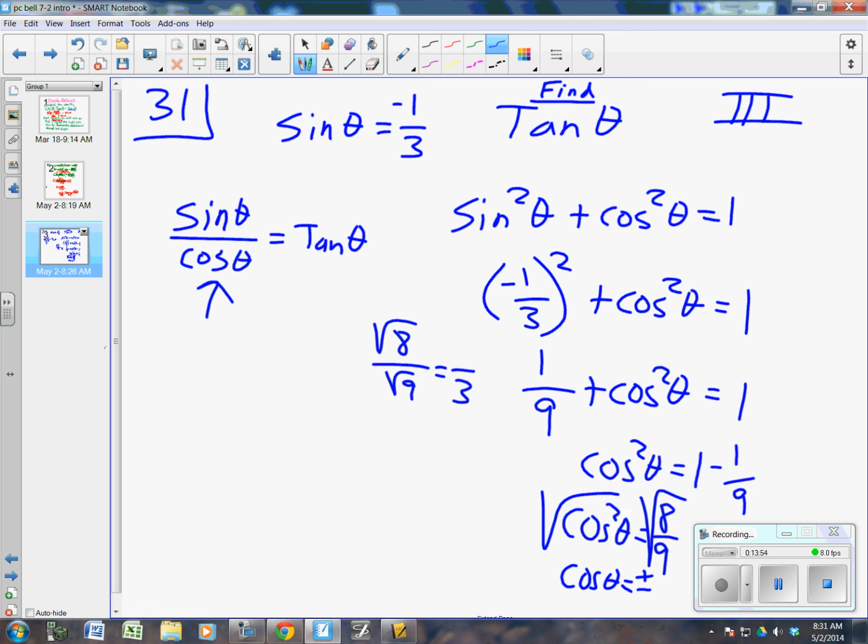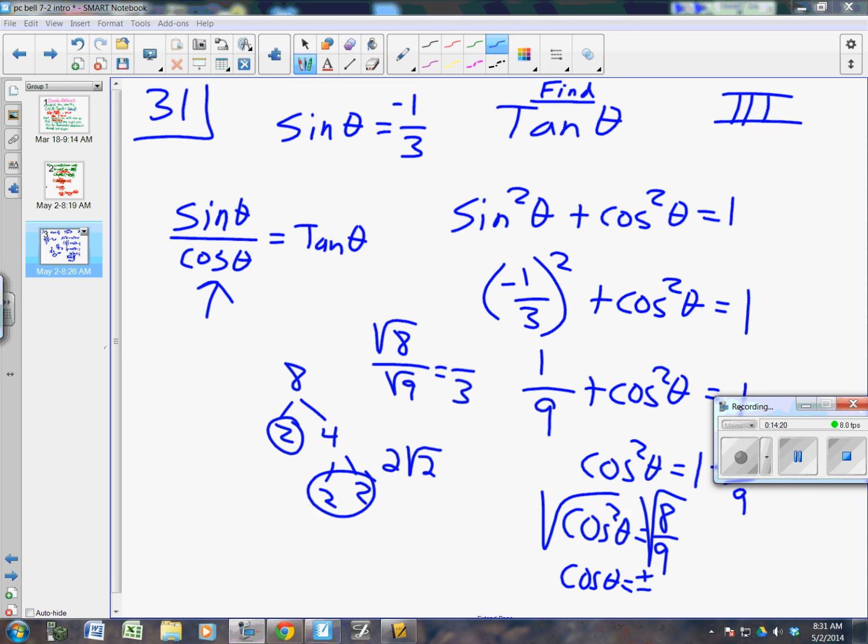8's not a perfect square, but can we break 8 down? What does 8 break down to? 2 and 4. And what does 4 break down to? Yeah, so I have a pair of 2's, a loner 2. So the pair goes on the outside, and the loner goes inside, 2 root 2, right? So what's my answer going to be? 2 square root 2 over 3, right?